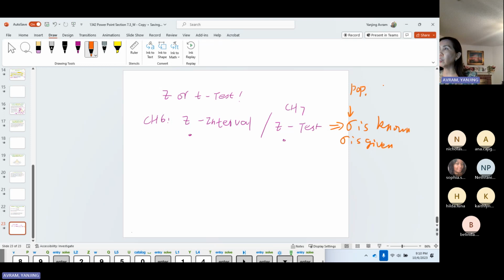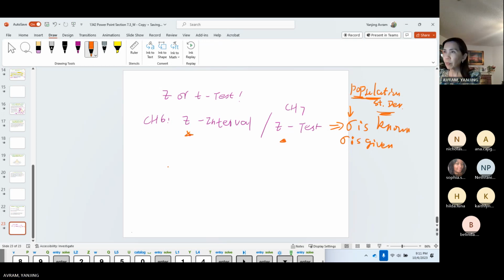Sigma is called the population standard deviation. Sometimes the description says population standard deviation. Sometimes for a simple question, they don't describe it, and the question just gives you sigma. So when you see sigma, or the population standard deviation, that belongs to Z. In chapter 6, you use the Z interval. In chapter 7, you use the Z test.